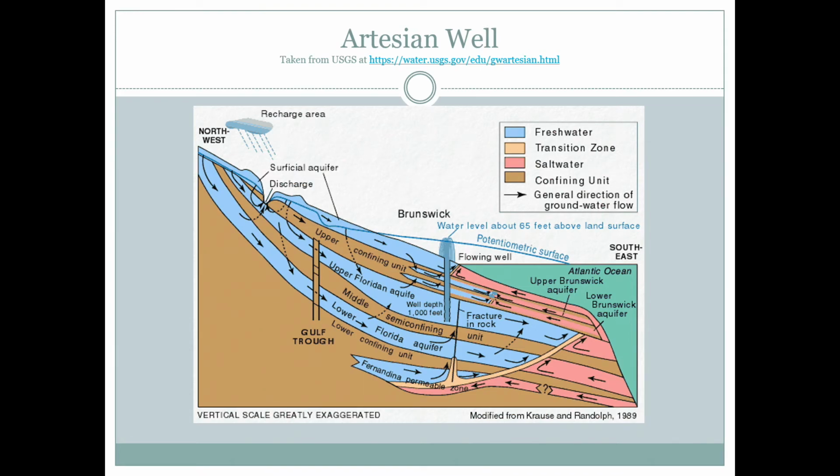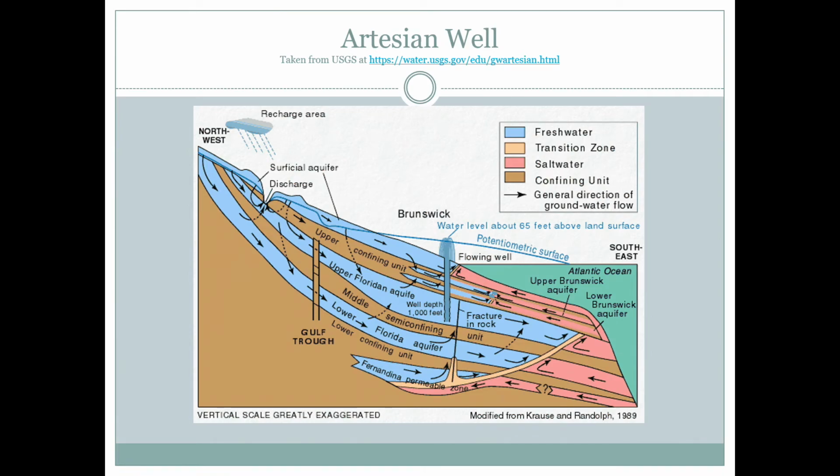So when you dig a well down into that upper Floridian aquifer, now all of a sudden you've released the pressure. And so the water doesn't just pool there. It actually flows up and out, just like you're seeing there in the diagram. See, it says water level about 65 feet above the land surface. In other words, that water flows out. It says flowing well there. Flows out. We call that an artesian well. Okay?